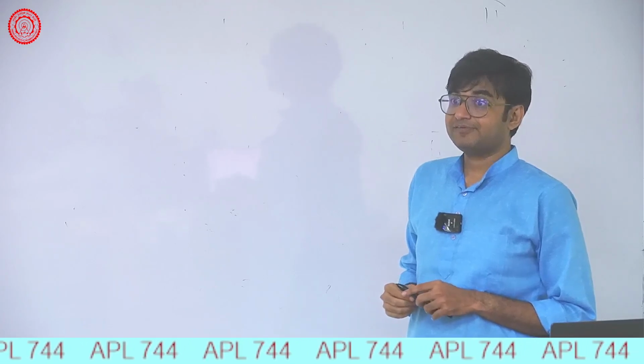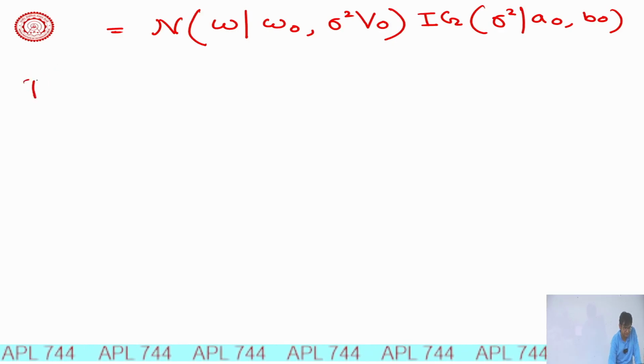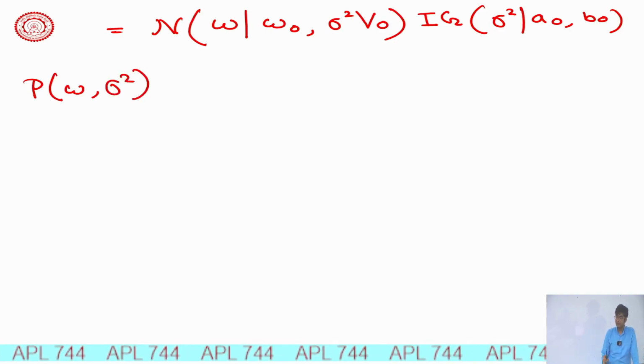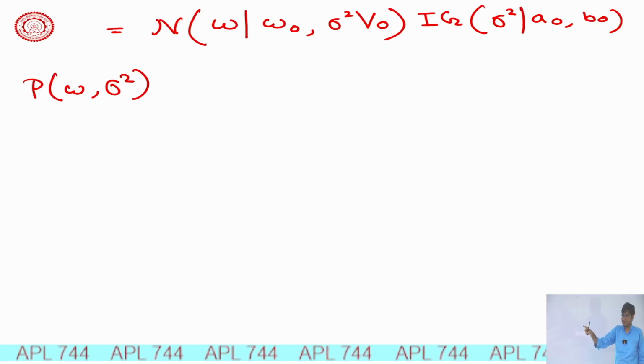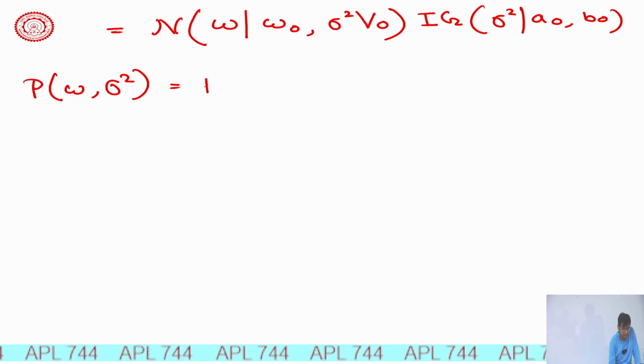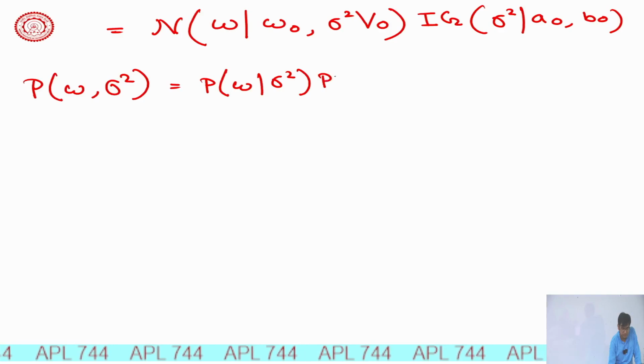Can you explain the prior again? Yes. So, okay. Let us start from here. So, the prior will be this one, that you understand, right? This is my prior, this you understand, right? Now, this I will write in product rule. What will I get? Probability of W given sigma square, probability of sigma square, right?